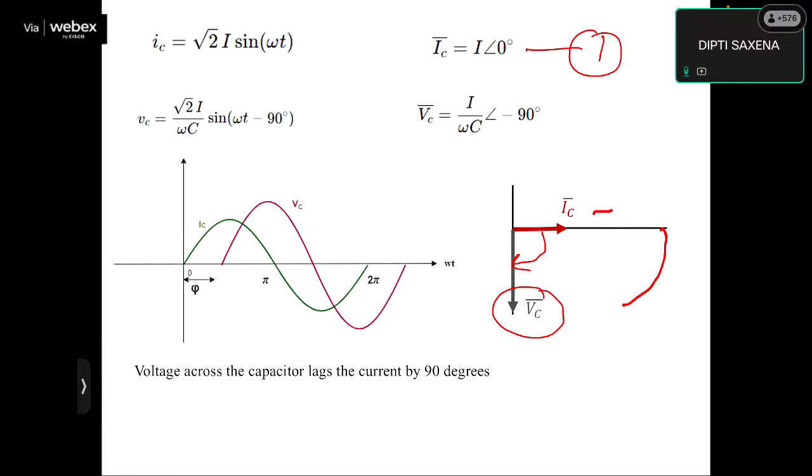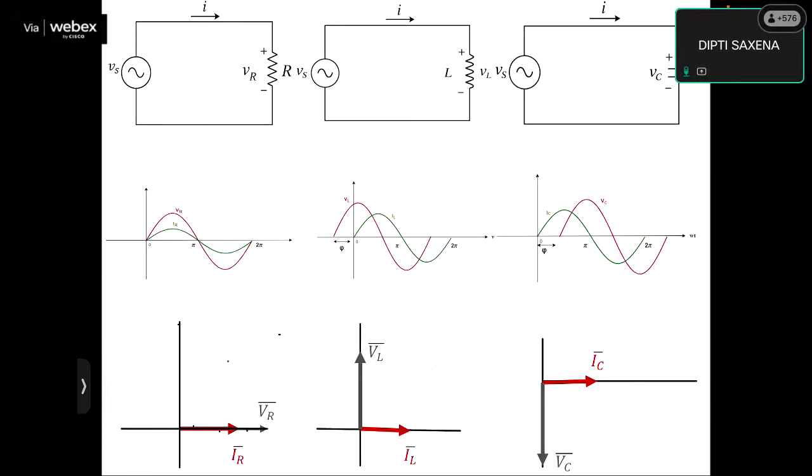So these are the basic relationships between the basic passive components of the circuit: R, L, and C. So in R, as you can see, both VR and IR are in phase. Across the inductor, the voltage across the inductor leads the current through the inductor by an angle of 90 degree, as you can see over here.